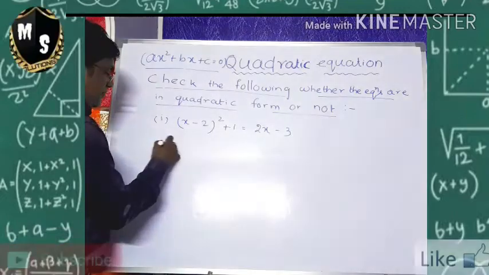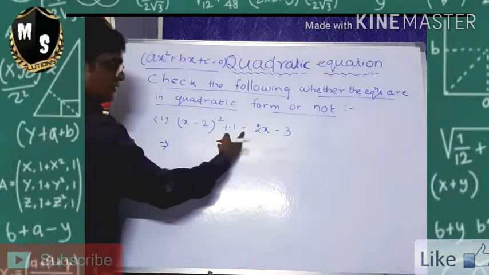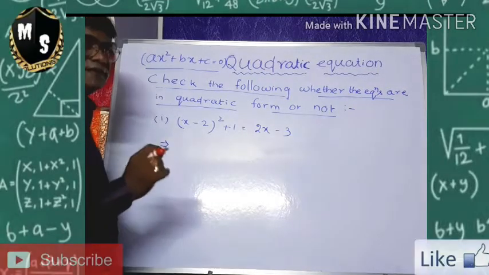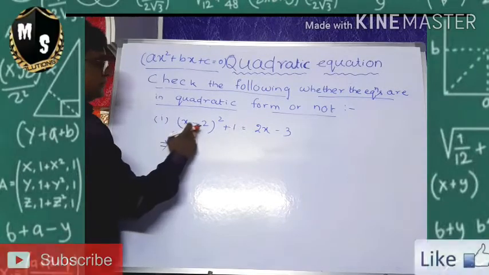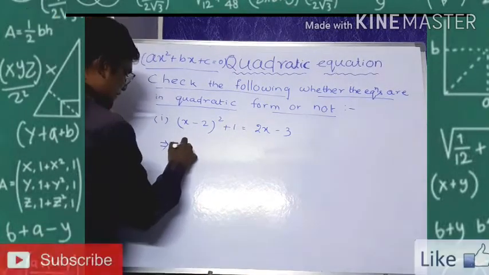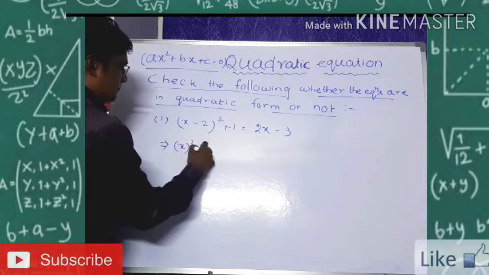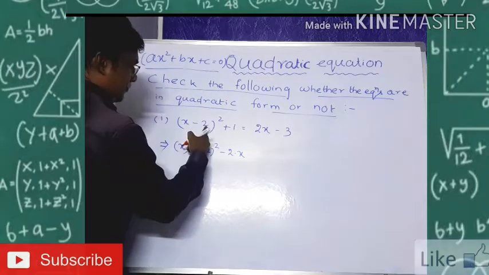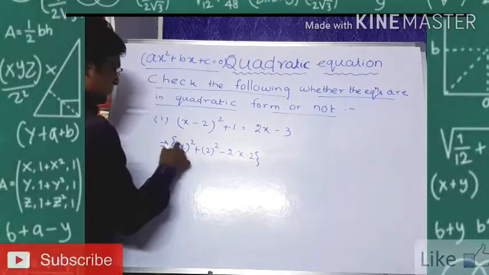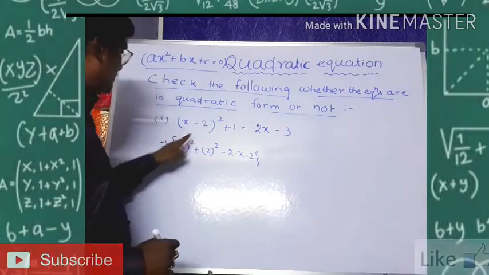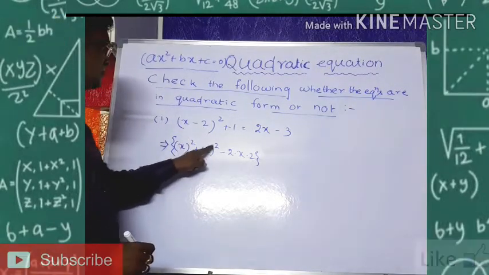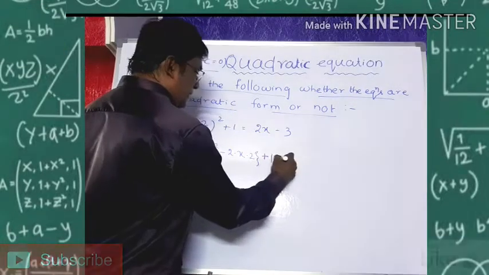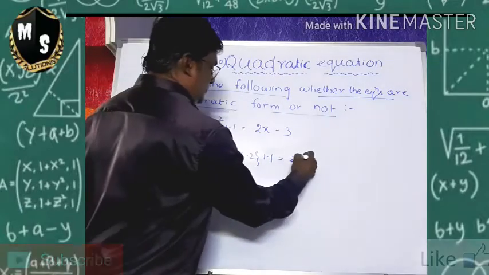You can start from the implies, because the equal sign is there. We don't write or, we can write or also, but implies is good for you. Now (a minus b) whole square, what is that? a square plus b square minus 2 into a into b. My a is x here and my b is 2 here. So a square plus b square minus 2ab, plus 1 is there, equal to 2x minus 3.